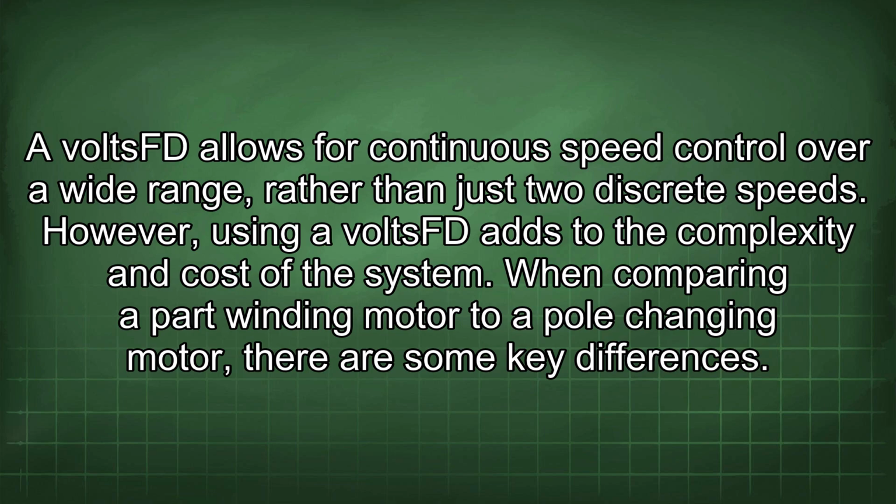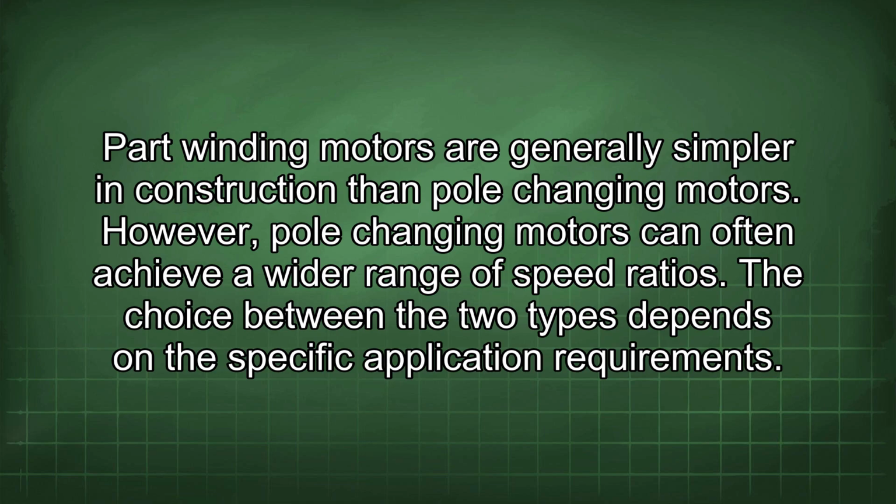When comparing a part-winding motor to a pole-changing motor, there are some key differences. Part-winding motors are generally simpler in construction than pole-changing motors. However, pole-changing motors can often achieve a wider range of speed ratios. The choice between the two types depends on the specific application requirements.